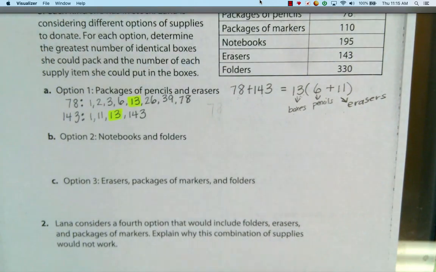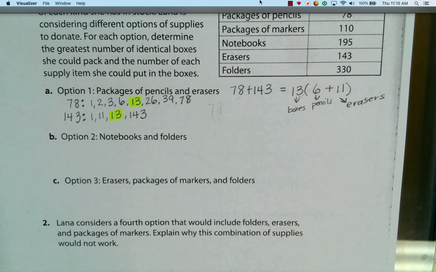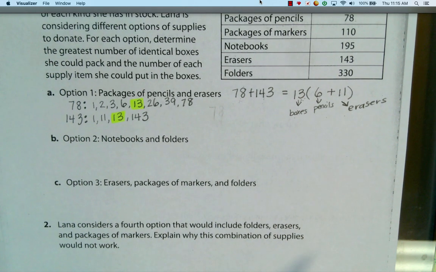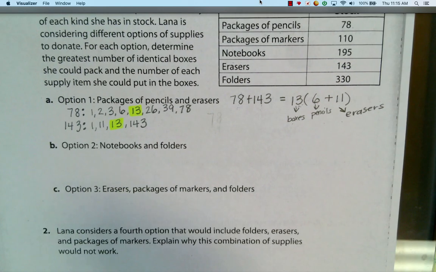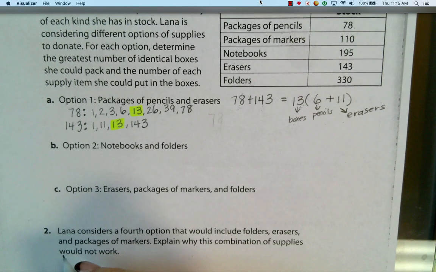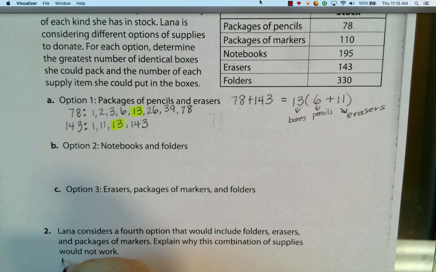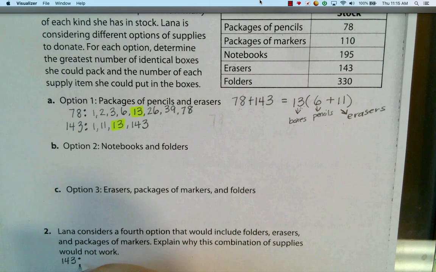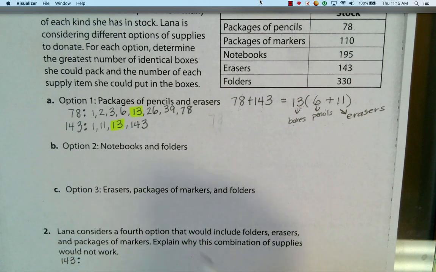So let's talk about C. Do not get scared. You just have 3 school supplies now. So again, you can Google up the factors of erasers, but you already have that up here.